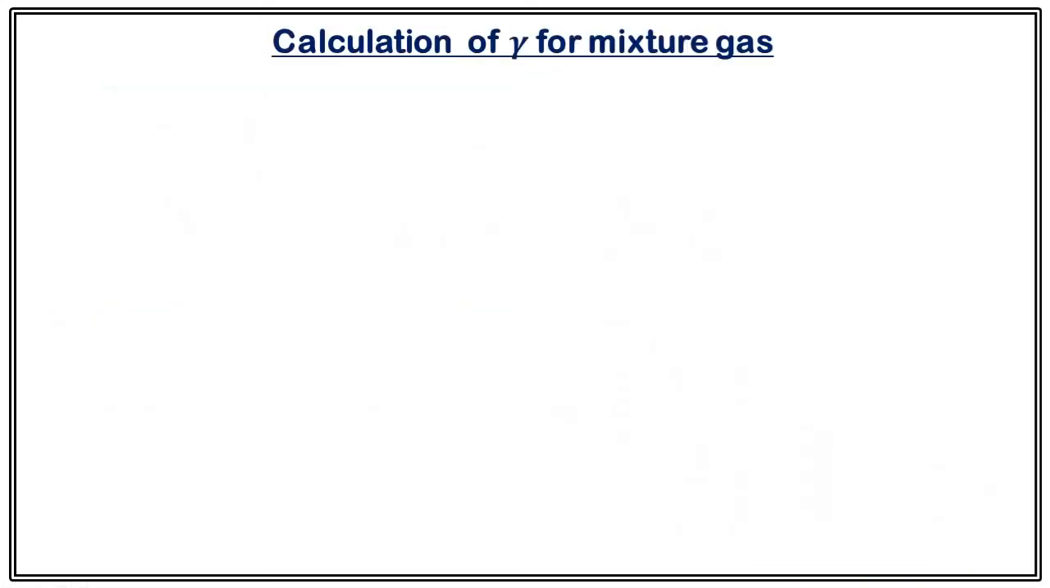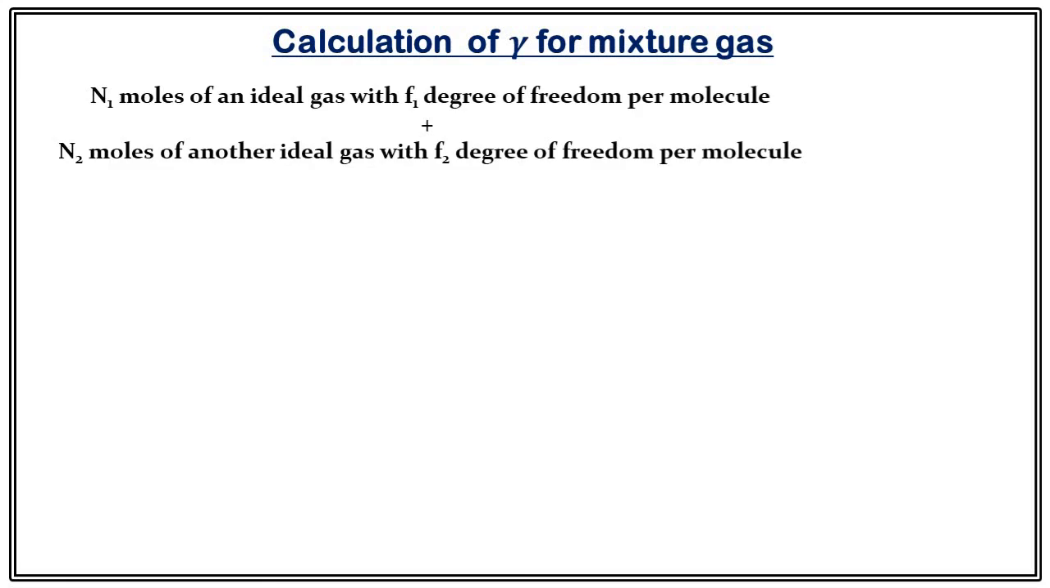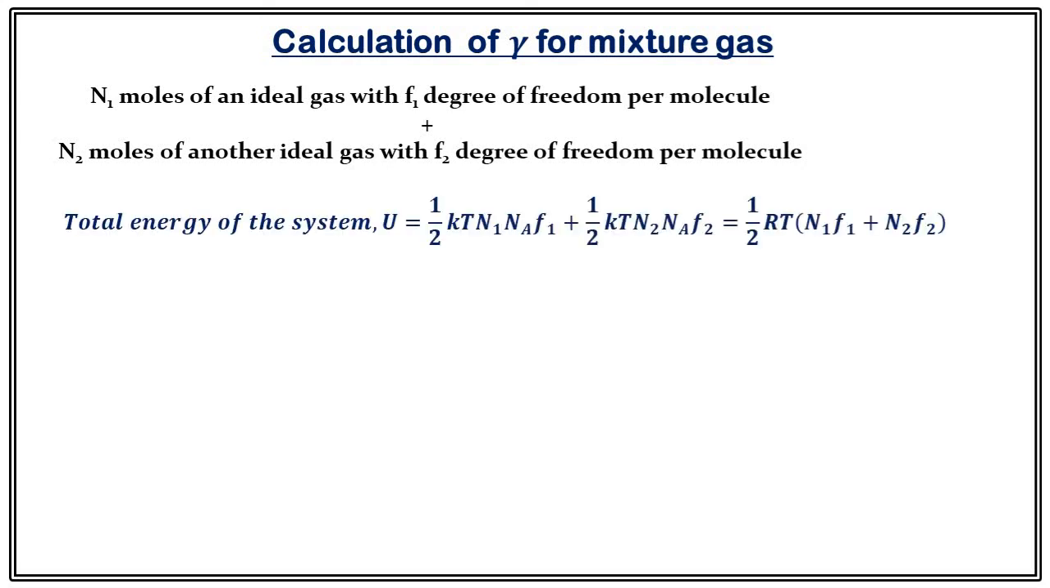Now consider a situation where you don't have a single gas, you have a mixture of gases. What will happen? For the formula for gamma, we will assume that N1 moles of an ideal gas having F1 degrees of freedom per molecule is mixed with N2 moles of another ideal gas with F2 degrees of freedom. In such a scenario, what will be the total energy? Here I am writing U because I am not talking about energy per mole, I am talking about the total energy of the system. For each degree of freedom it will be half kT, and for F1 degrees of freedom it will be half kT into F1.